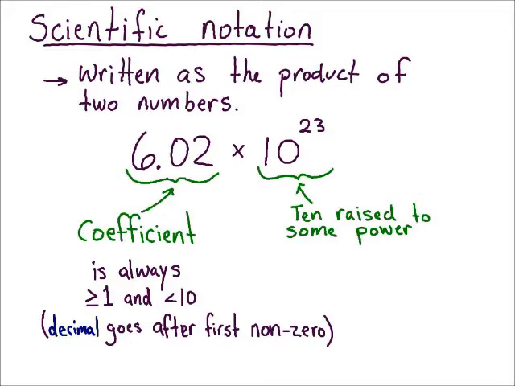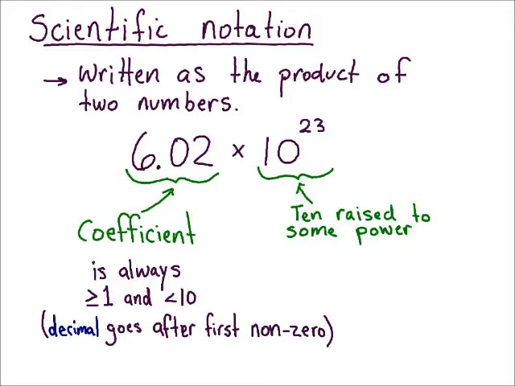They are written as the product of two numbers. That means two numbers are multiplied. One is called the coefficient. The coefficient is always a number greater than or equal to 1 and less than 10. In other words, in scientific notation, we put the decimal after the first non-zero. Now the coefficient will always be raised to some power of 10.